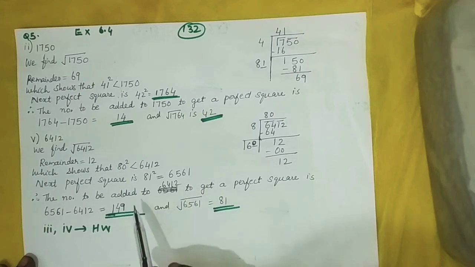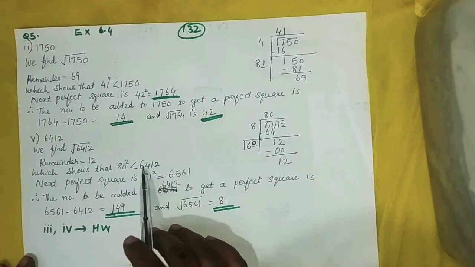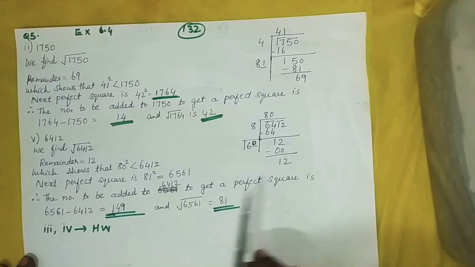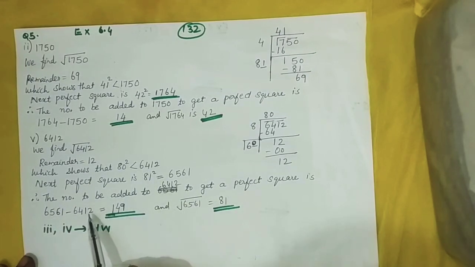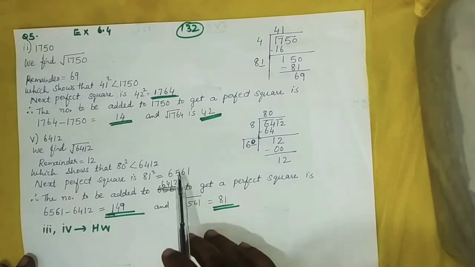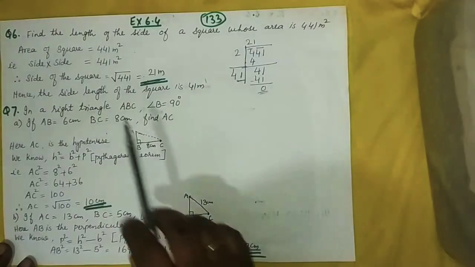So what number to be added to 80 square to get a perfect square? We have to take the difference of these two numbers. That means the number to be added to 6412 to get a perfect square is 6561 minus 6412, which is 149. And the square root of the new number is what? 81.